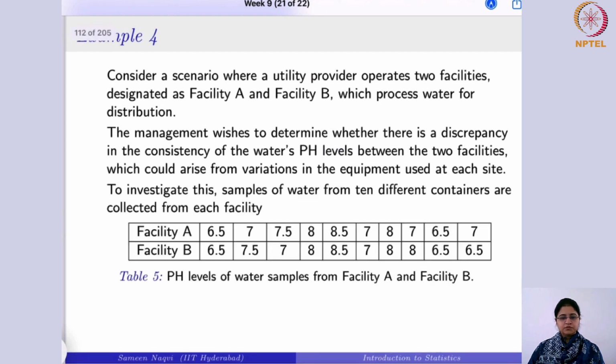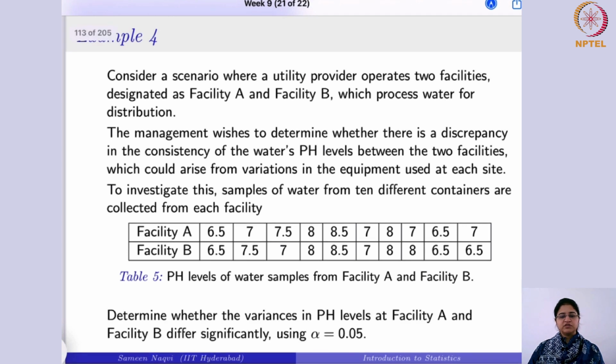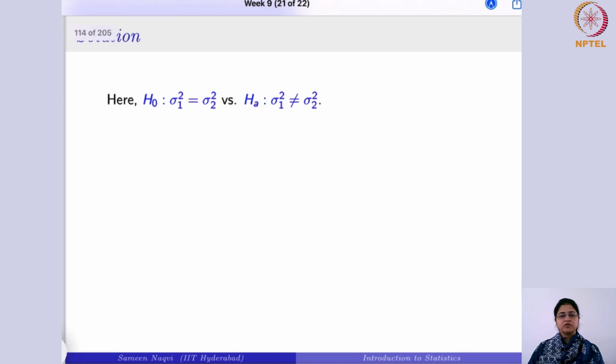So to investigate this, samples of water from 10 different containers are collected from each facility, and these are the pH levels that they obtain. You have to determine whether the variances in pH levels at facility A and facility B differ significantly. Okay, the two are different, so it would be your two-tailed test.